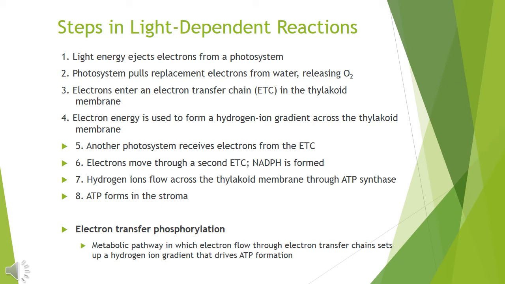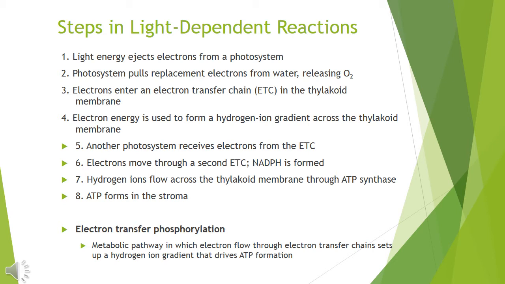Number 7, moving on, the hydrogen ions again will flow across the thylakoid membrane through an ATP synthase. It's sort of like this little helper molecule that's going to take those hydrogen ions, and along with the energy of ATP, we're going to move through the thylakoid membrane out into the cytoplasm, and then we're going to move across over to the dependent reaction. And then the ATP will form in the stroma.